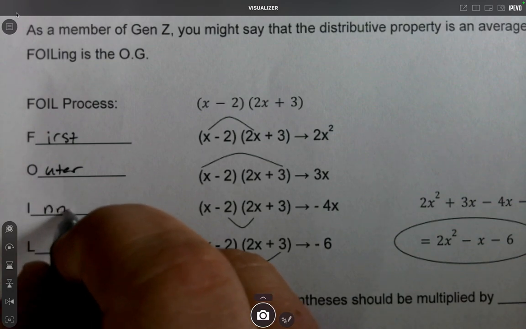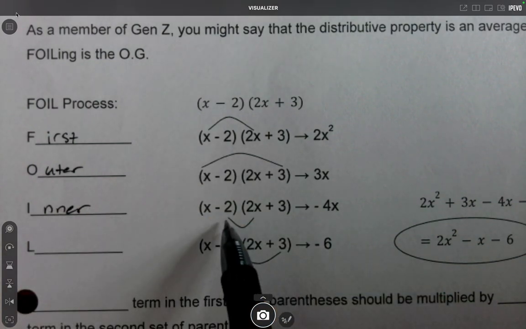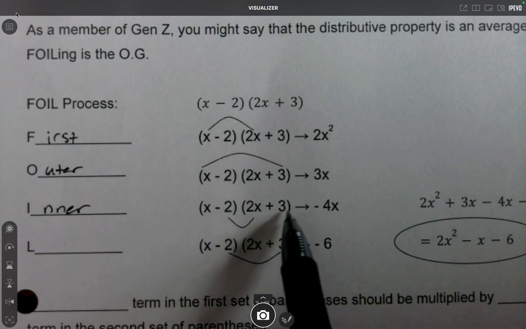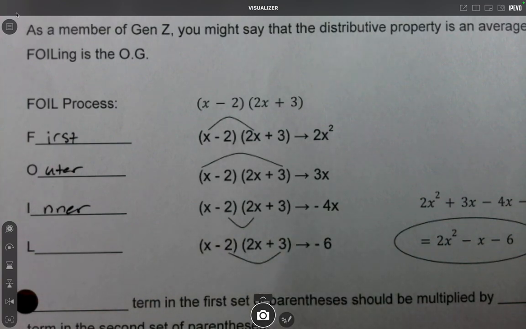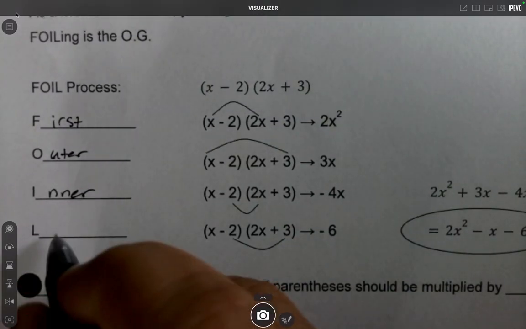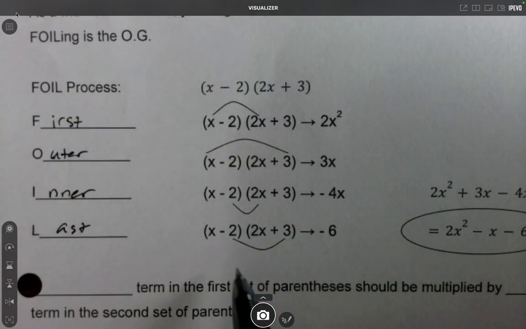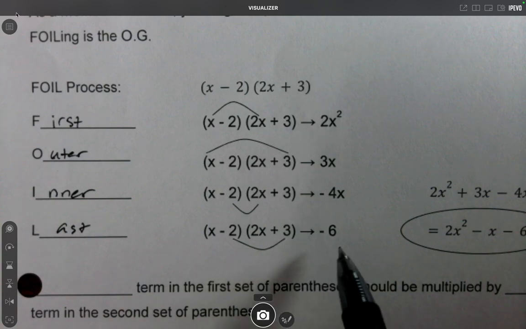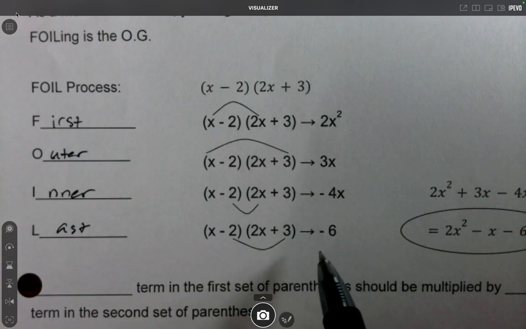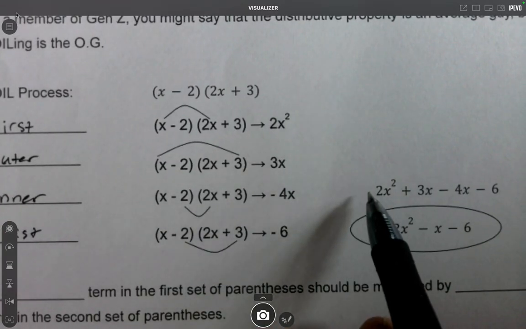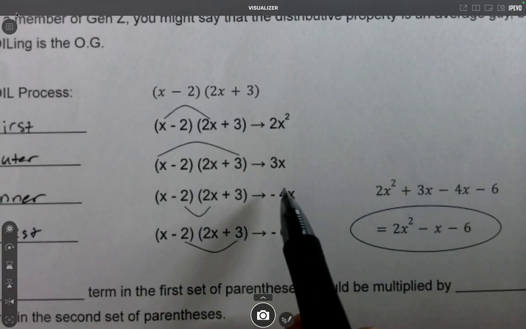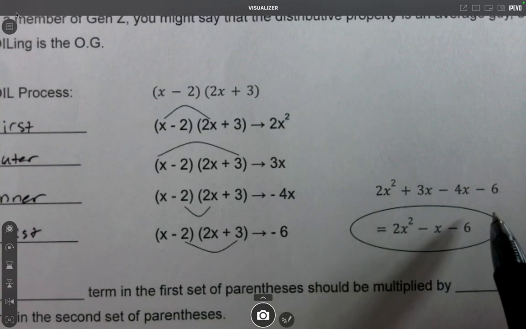Then I is for inner. You multiply the two that are on the inner part of the 4. So negative 2 times 2x is negative 4x. And finally, the last. So the last terms in each set of parentheses. In this case, the negative 2 and the positive 3 give you negative 6. So once you do all that multiplying, you can see 2x squared, 3x, negative 4x, negative 6.